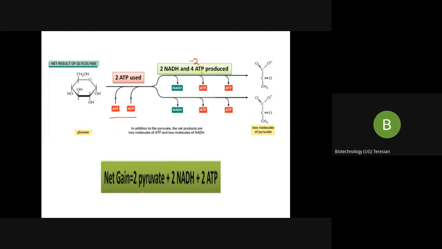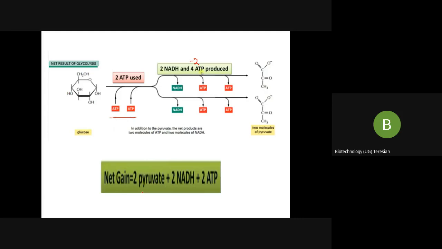This is how the glucose from my food molecule is converted into pyruvate, and from this you will see in the next cycle what happens to the pyruvate. And it produces the ATP molecules and NADH molecules. So the question we can ask is whether glycolysis is an anabolic pathway or catabolic pathway.